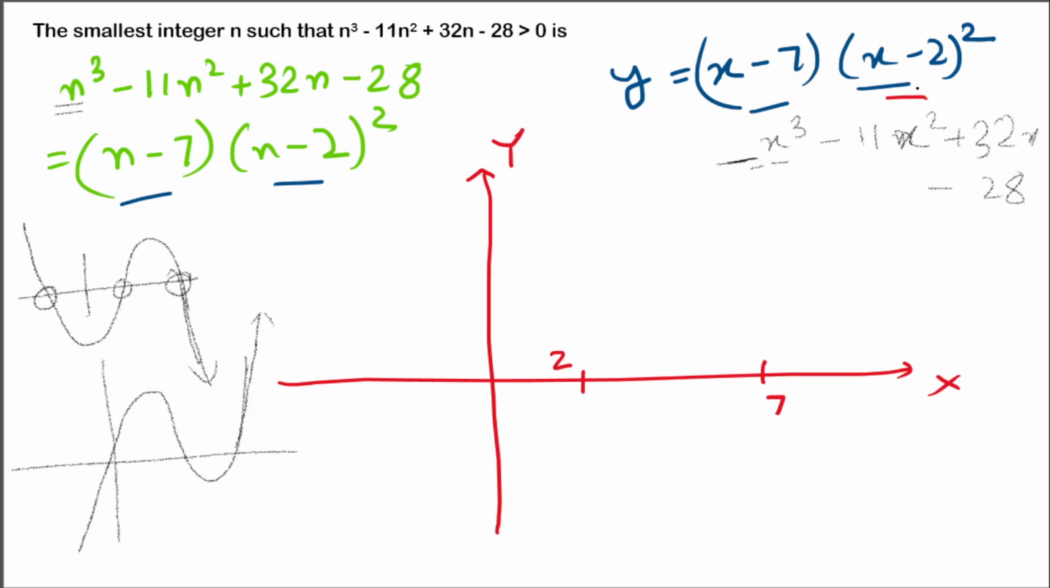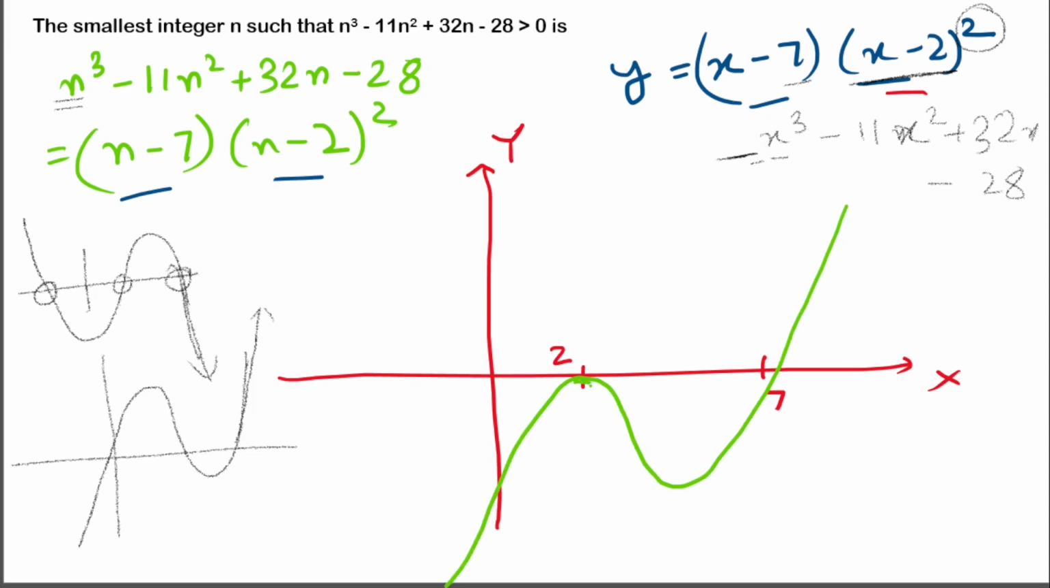So here the roots are 2 and 7, but this root has a square term associated with it. That means at this point, the graph will be something like this. So this will be something like this. You can think of it in such a way that at this point the graph touches the x-axis, as if it crosses the x-axis twice, right? Now that you have the graph form, what is the ask?